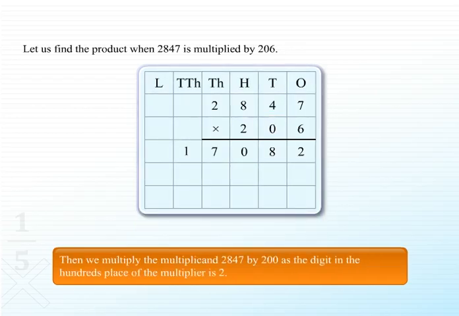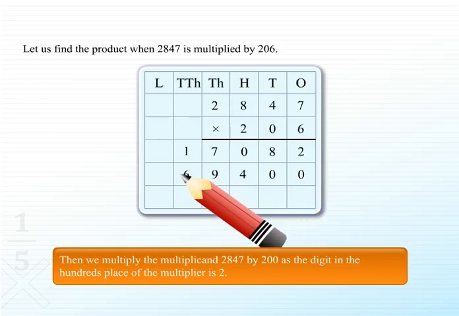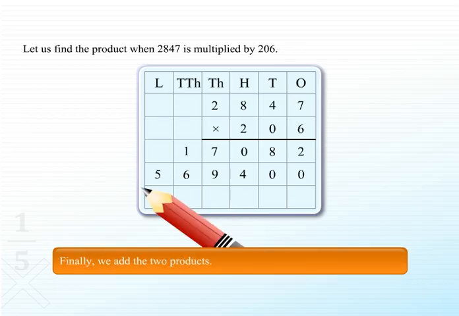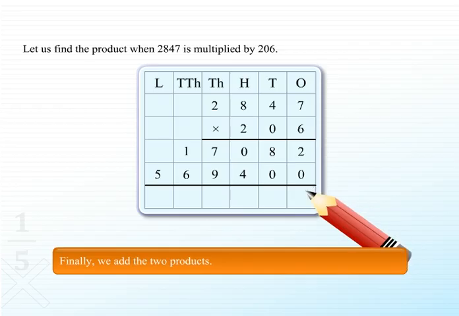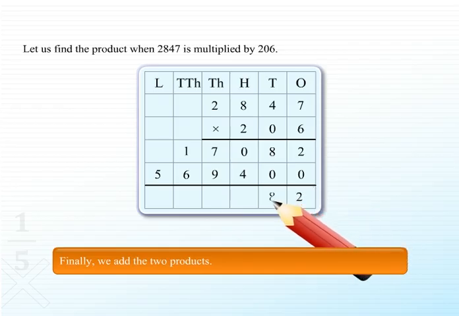Then we multiply the multiplicand 2847 by 200, as the digit in the hundreds place of the multiplier is 2. Finally, we add the two products.